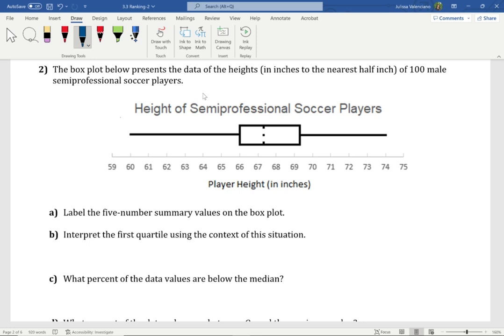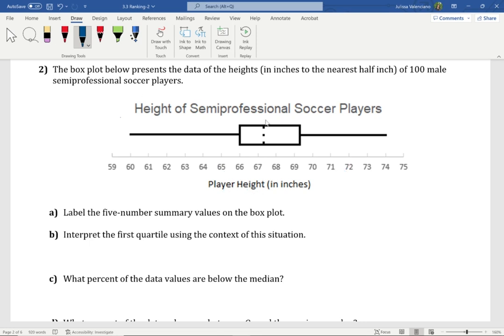Here on the box plot, we see a number line. The number line goes from 59 to 75. We see that there's a title for the number line. Box plots are going to have a number line, and they're going to have a title for the number line. The title here is player height in inches. If I look at the value 65, with the help of the title, I can see that 65 represents the height of one of the players. Same thing with 72. 72 represents the height of one of the players.